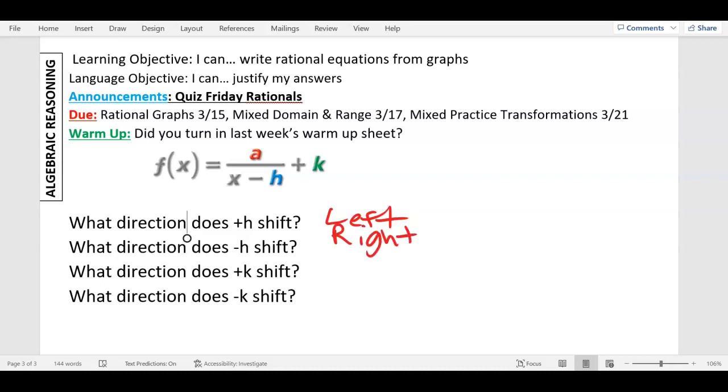And then a plus K. So now K is vertical. Maybe that can help you. A plus K is up because K does not lie, right? And then a minus K goes which direction? Down. Okay. Getting that down.